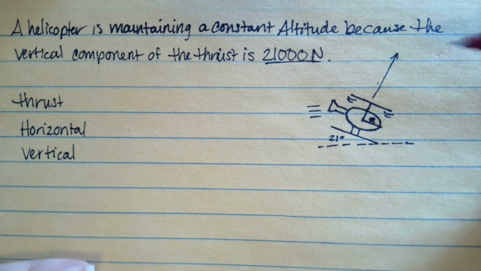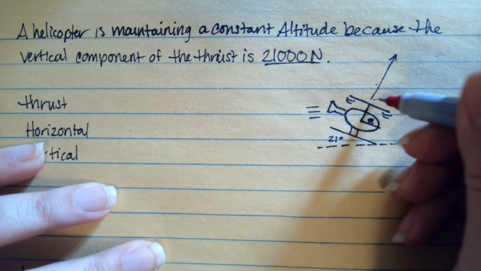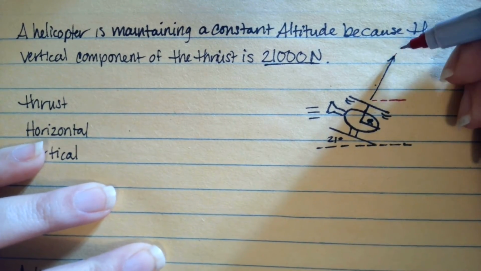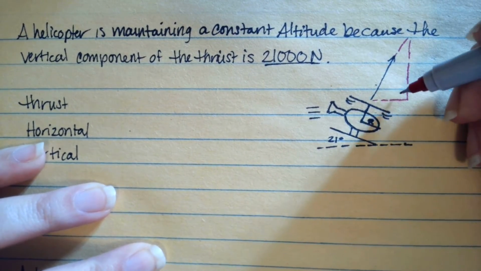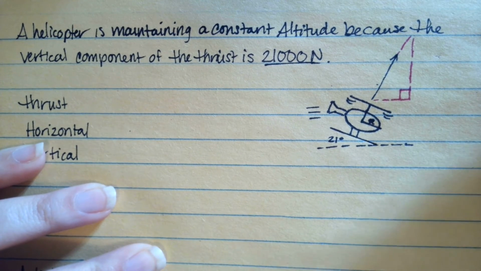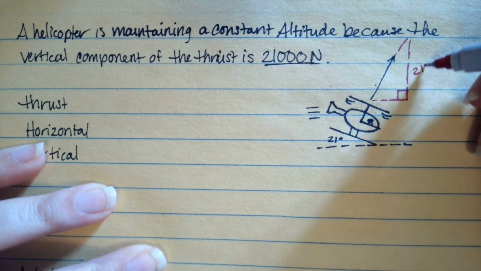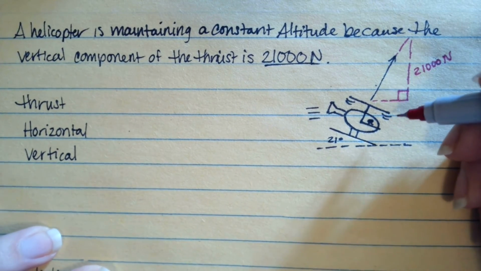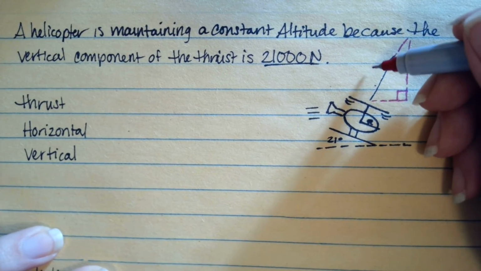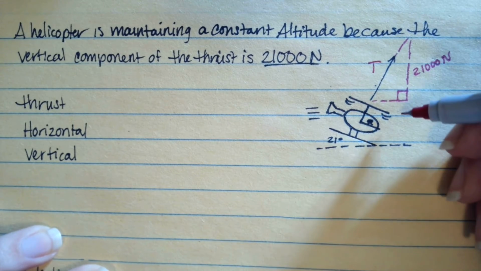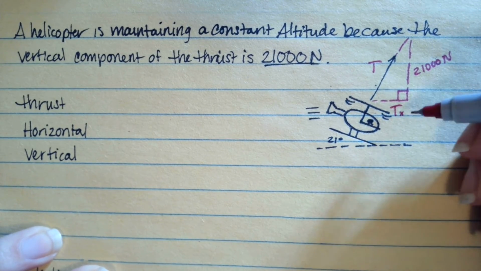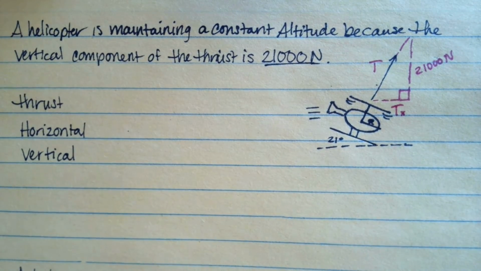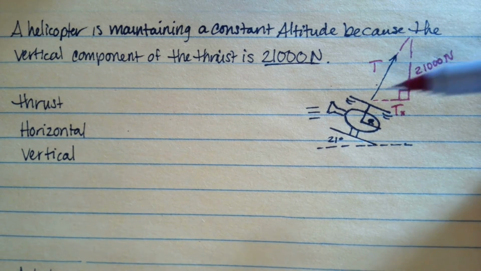So the vertical component of this, and I'm going to make a triangle right here, and your triangle is going to be right here. The vertical component of that is the 21,000 newtons. So this is the thrust, which is a force, and this is the thrust in the x direction, or horizontal. And we were given the 21,000 for the vertical. Now you're wondering, well, what about the angle?